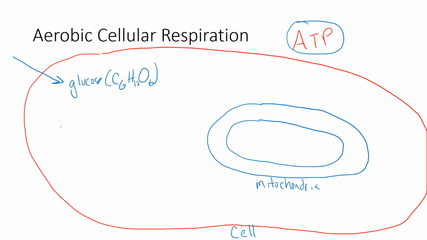it's used in a process called glycolysis, and glycolysis takes place outside of the mitochondria, in the cytoplasm of the cell. So inside the cell, but not inside the mitochondria. This is the only component that's important in aerobic cellular respiration that takes place outside of the mitochondria. So glycolysis starts the process of breaking down that glucose, and it produces a molecule known as pyruvate.